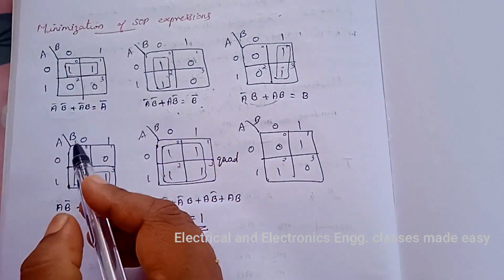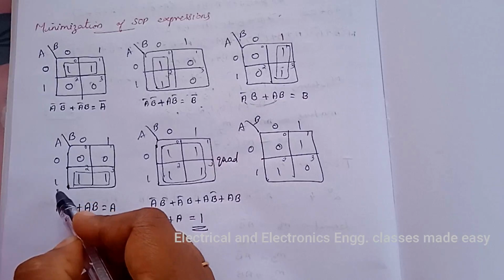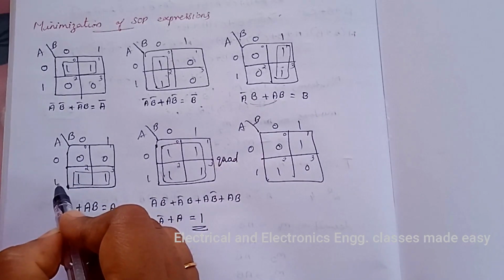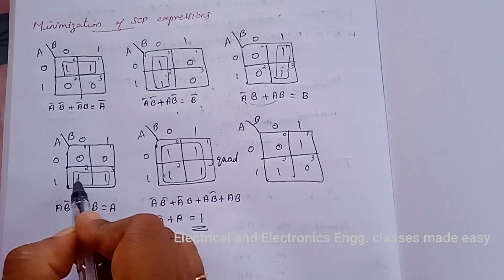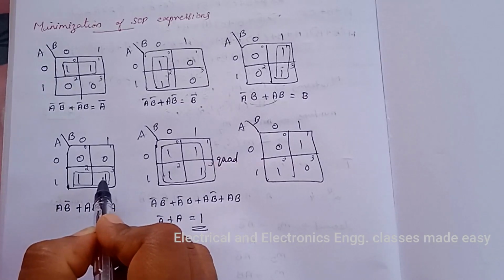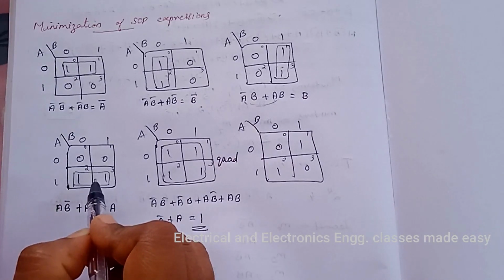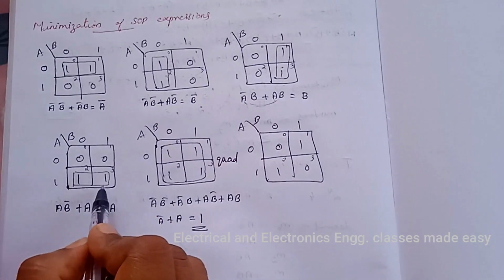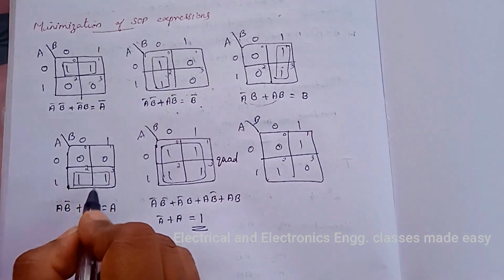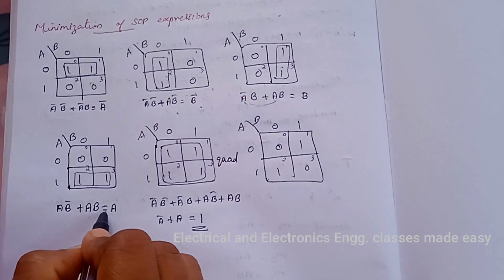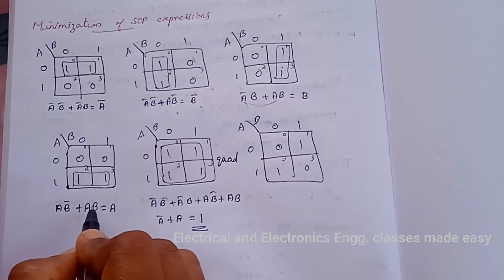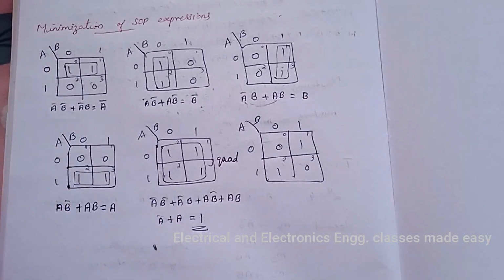And to read the squares on the map after minimization, consider only those variables which remain constant throughout the square and ignore the variables which are varying. That is, in this case, A is constant, so consider that variable only and eliminate the variable which differs.